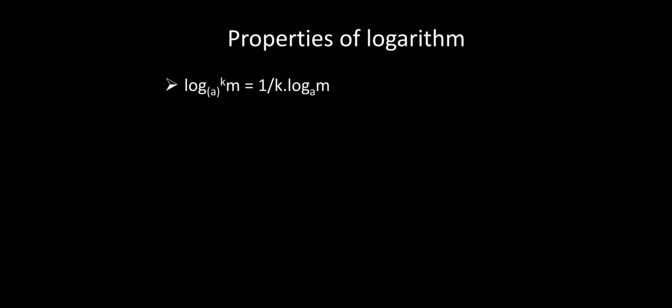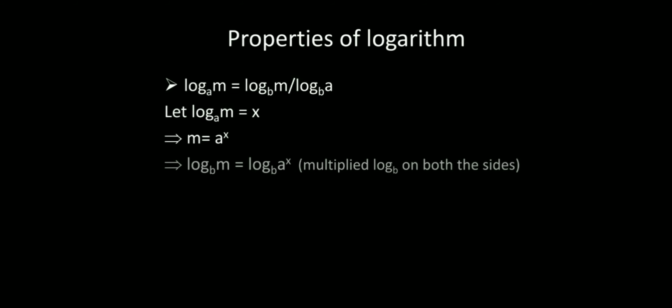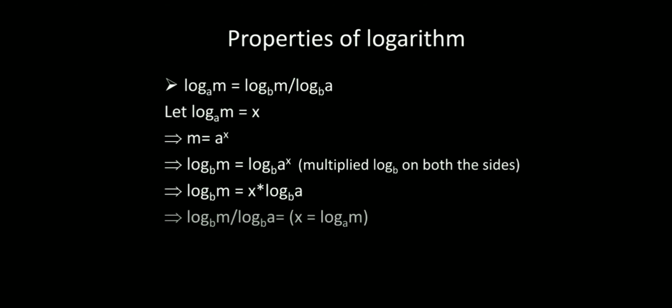We are going to prove this, but after the following property. The property is log m to the base a is equal to log m to the base b upon log a to the base b. It means we are taking another base. We don't like the base a, so we are taking another base, and then the things become like this.